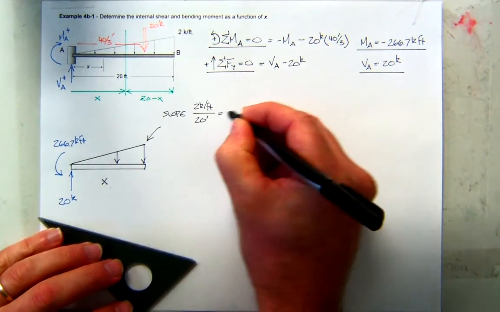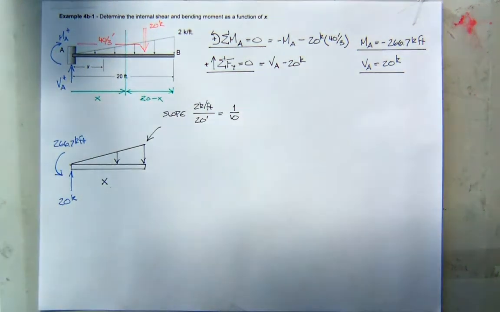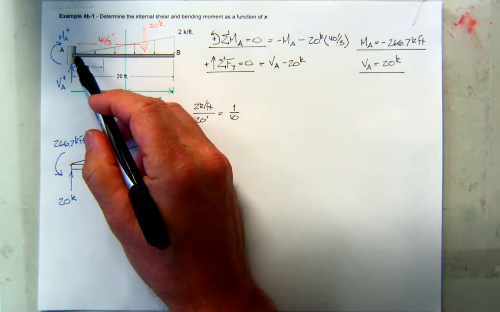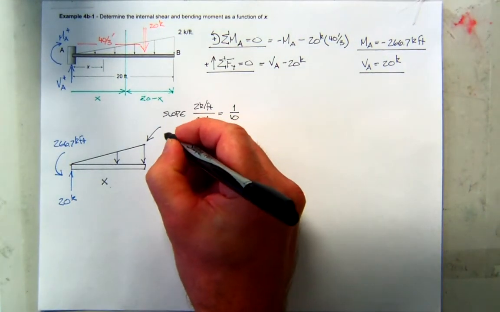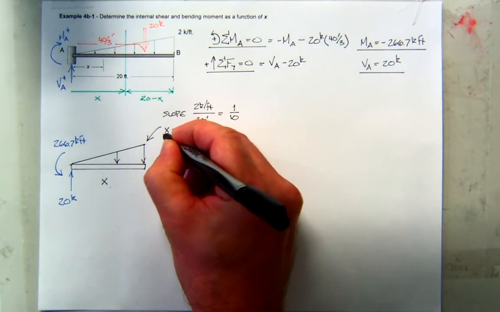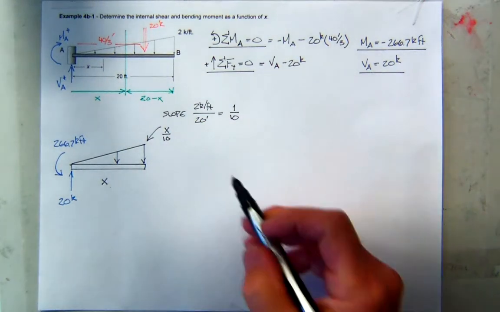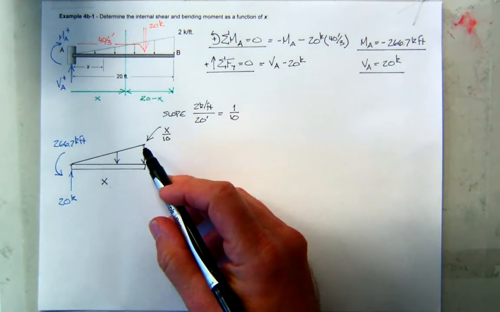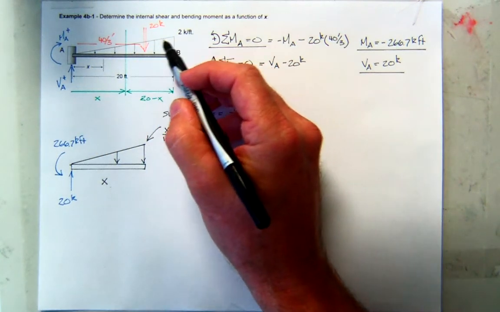So this is going to be a slope of basically 1/10. And then where does it start when x is equal to 0? 0. So this should just be what? Should just be x over 10. And you can check it. This function should tell you the value of the loading anywhere as a function of x.